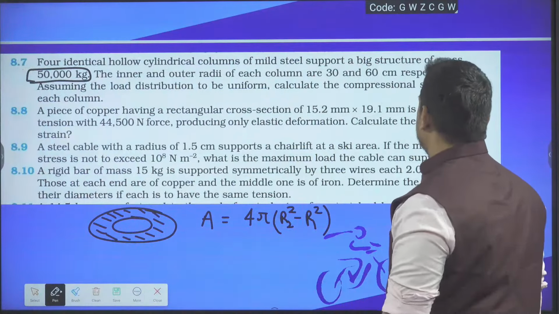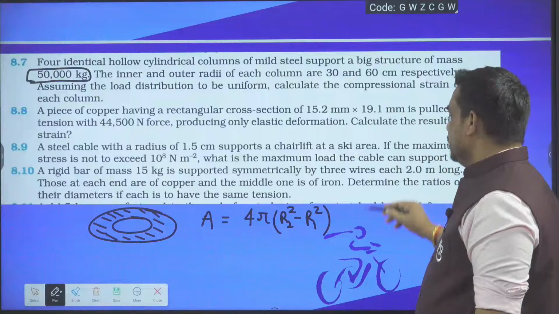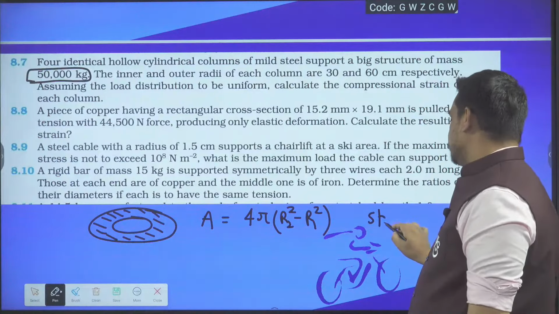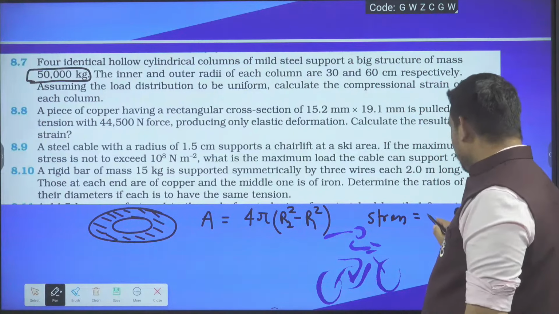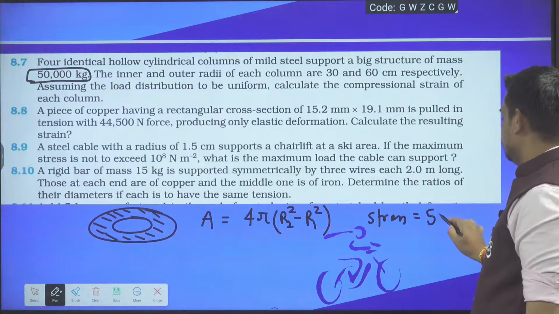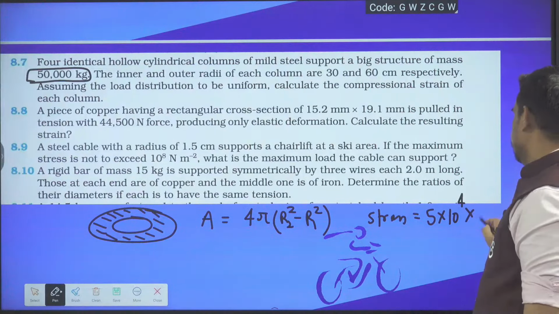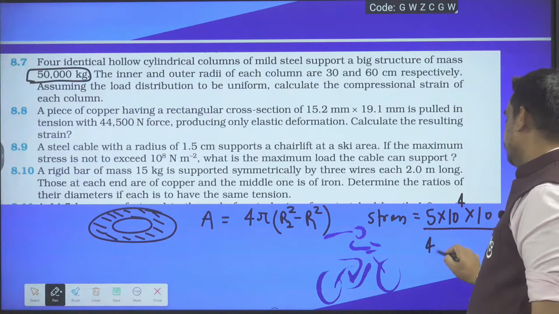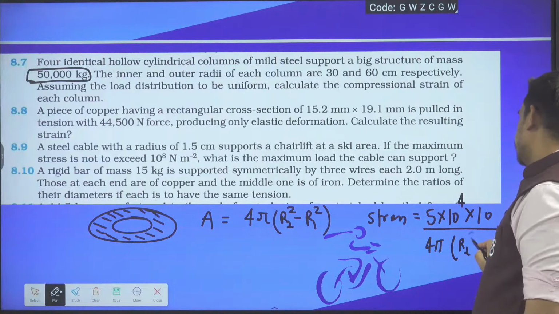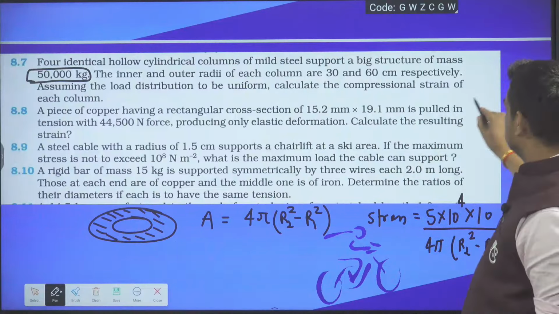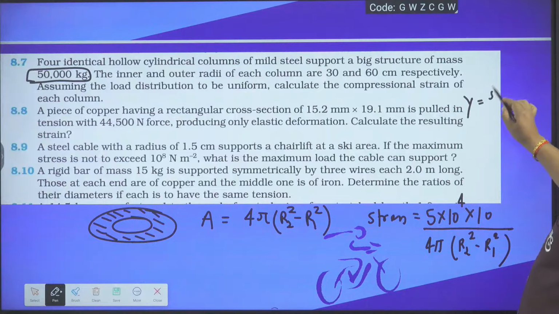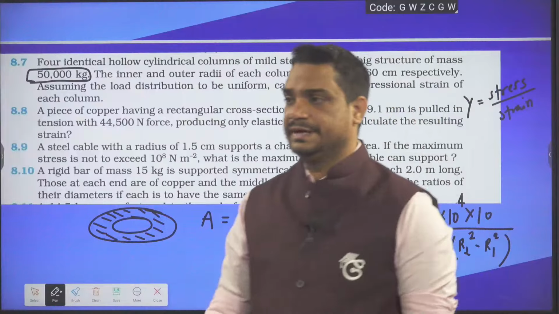And they are asking what the strain is here. So first we'll find the stress. Stress will simply be force by area. Force is 5 into 10 power, into 4 into g, which is 10, divided by 4 pi (R2 square minus R1 square). Once you get the stress, then Y is equal to stress by strain. Y will be given when they ask the question. Y will always be given to you. Clear?